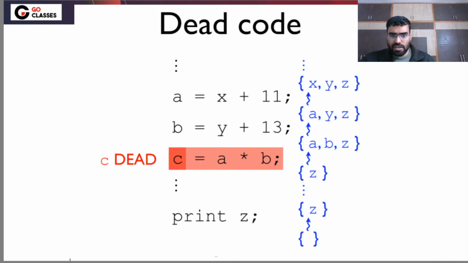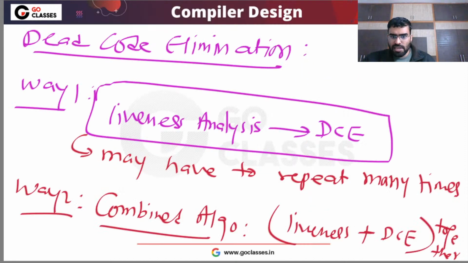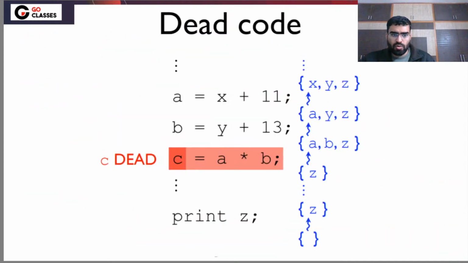Let me take one example here. First let me do way 1: do dead code elimination using way 1, so let us check it out. Using way 1, what are you going to do? First do liveness analysis. So this is the liveness analysis, you can notice. Here you will get Z, then here you will get ABZ, then AYZ, and here XYZ. So this is your analysis.